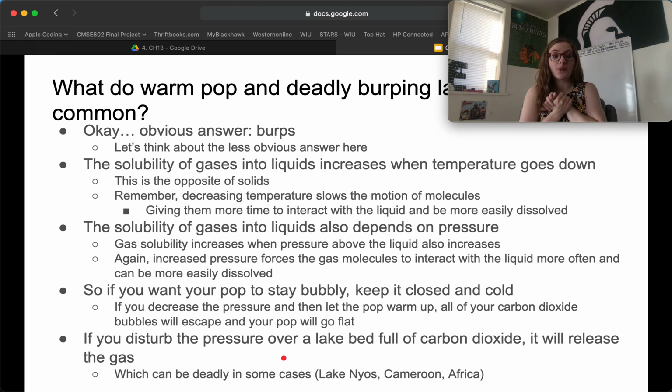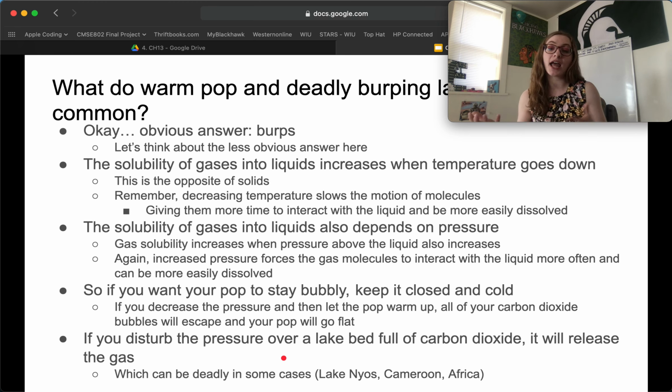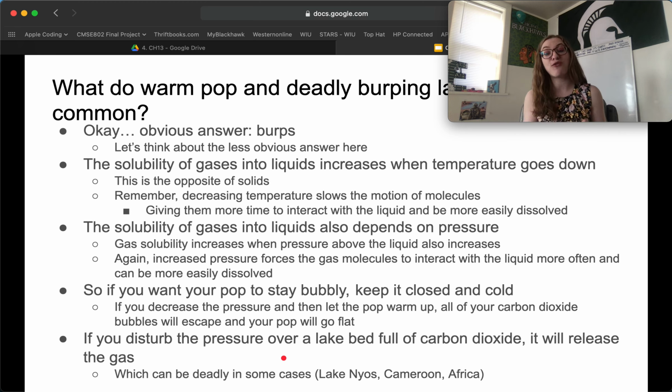However, in some cases, if the lake bed is disturbed or you disturb the amount of pressure that's sitting over top of the lake bed, it will release that carbon dioxide because now we've changed the pressure. So the solubility of that carbon dioxide has changed. Therefore, what happened was one day, the pressure on the lake bed was changed, and the lake burped, released a ton of that carbon dioxide, and unfortunately, a lot of people in the area were affected, and a lot of people passed away because of this.